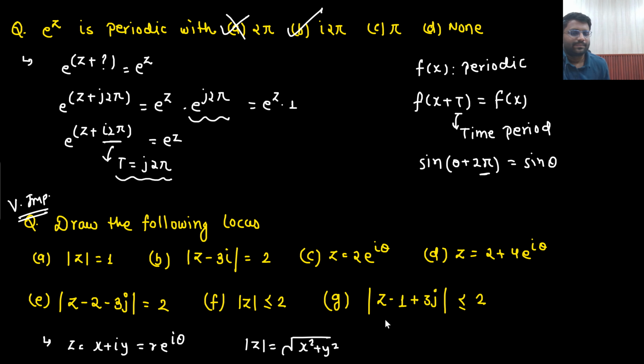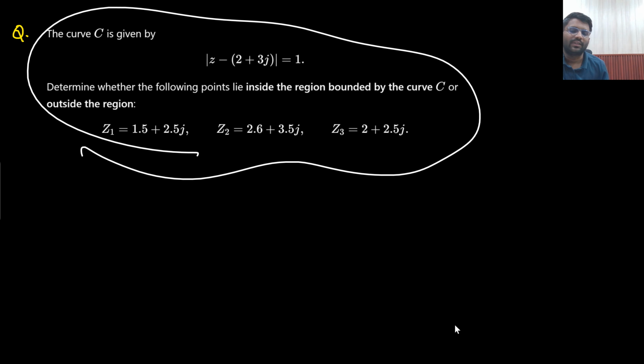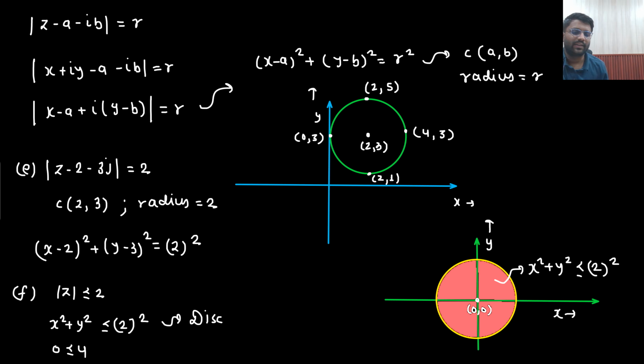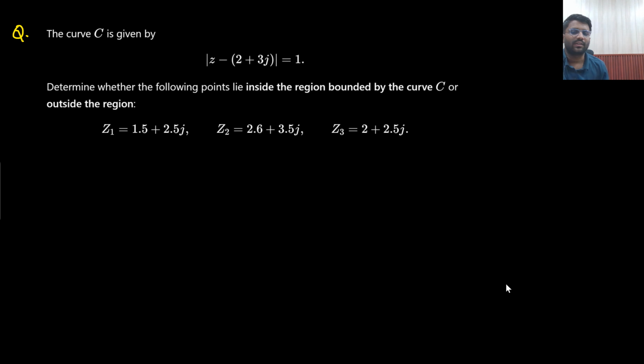Next is this one. You are supposed to draw the circle with the center of 1 comma minus 3 and radius of 2. So you try doing it on your own. I will take a break, drink some water, and then I will come back. After that we will solve this question. This question you are supposed to solve as well. First target is that you solve this g part, and after that you solve this question: which of the following points will be lying inside the region bounded by the curve C. Let me take a break and then I will come back.